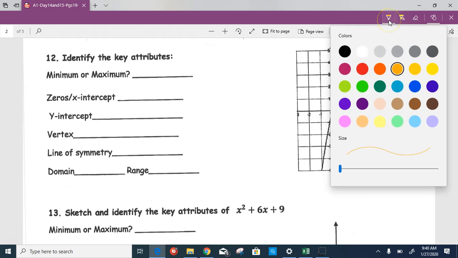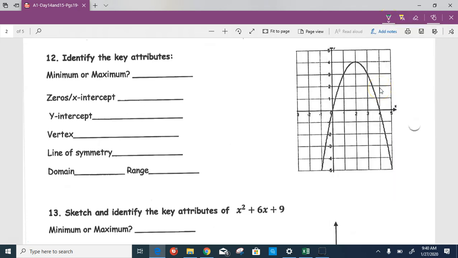So this graph, if I read it from left to right, I see it rises, it increases until we get to a point up here at the vertex. So we have a maximum value. Do we have any zeros or x-intercepts? Yes, we have two x-intercepts.